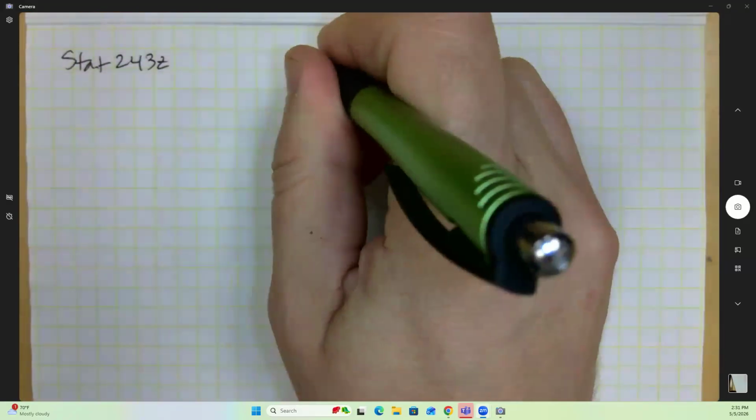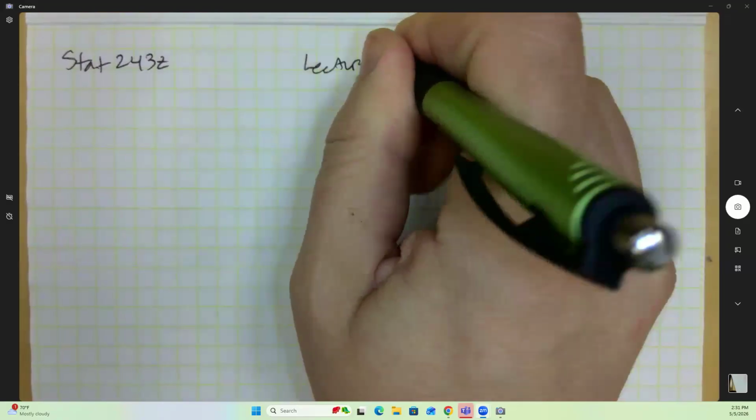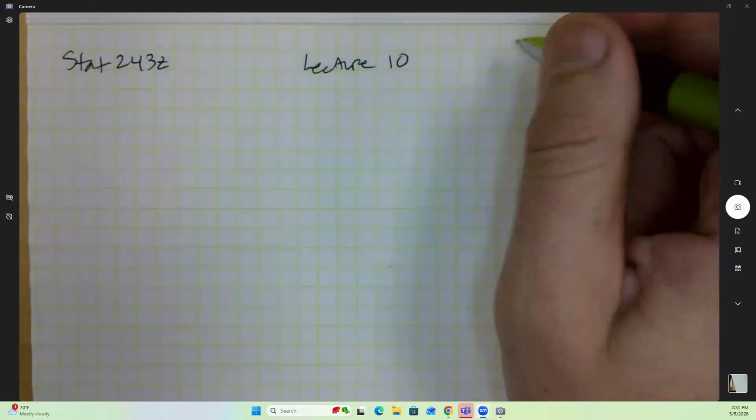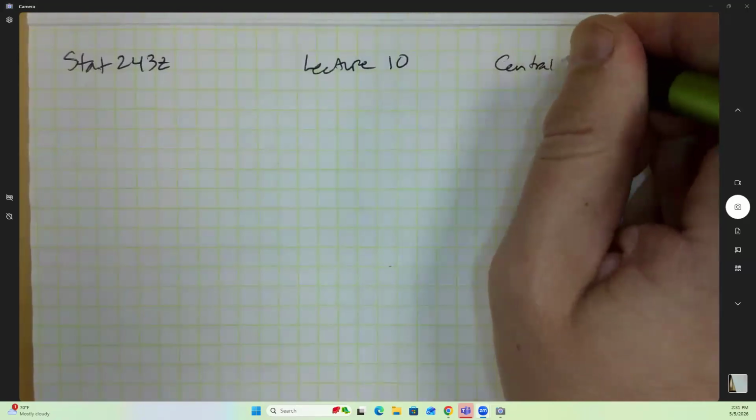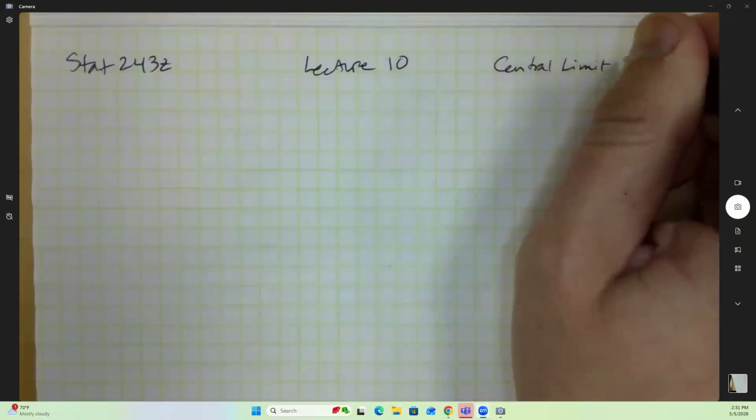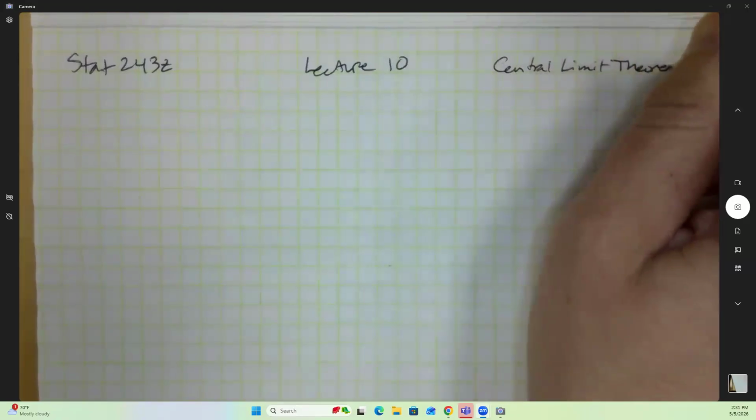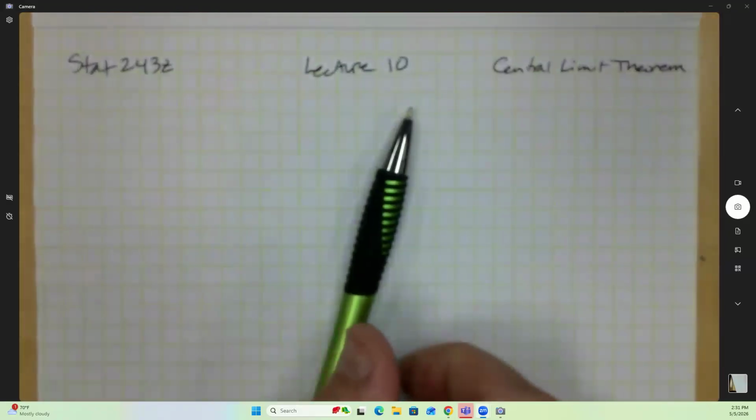Here we are with, I believe this is probably lecture 10. Most of today is going to be exploring the central limit theorem a little bit more. So I'm going to start by restating what the central limit theorem is.